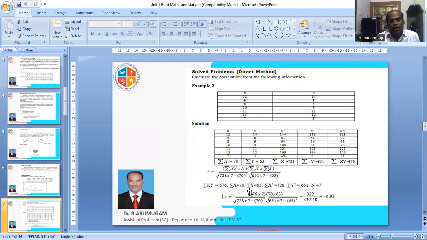That means Pearson's correlation, r of x comma y, is equal to 0.95. If you have plus 0.95, the given correlation is said to be positive. If you have negative values, it means negative correlation, right? Okay.